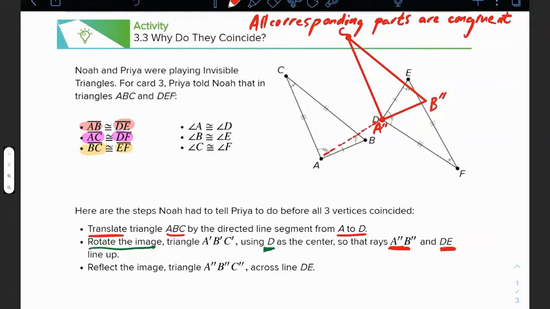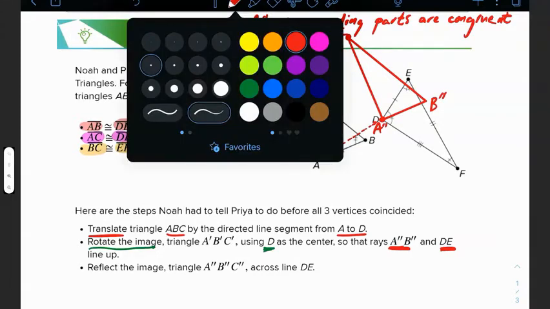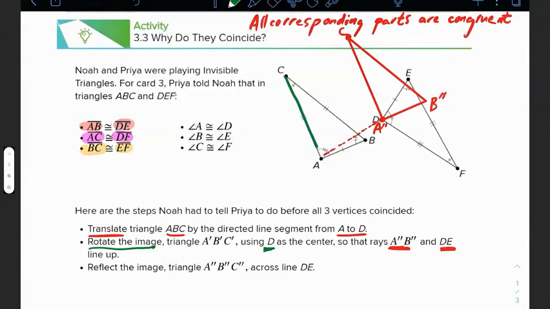All right, so let me see. Let's copy this. I'm going to trace over again, just so you can see it. Okay, there we go. Okay, so again, we did the translation.